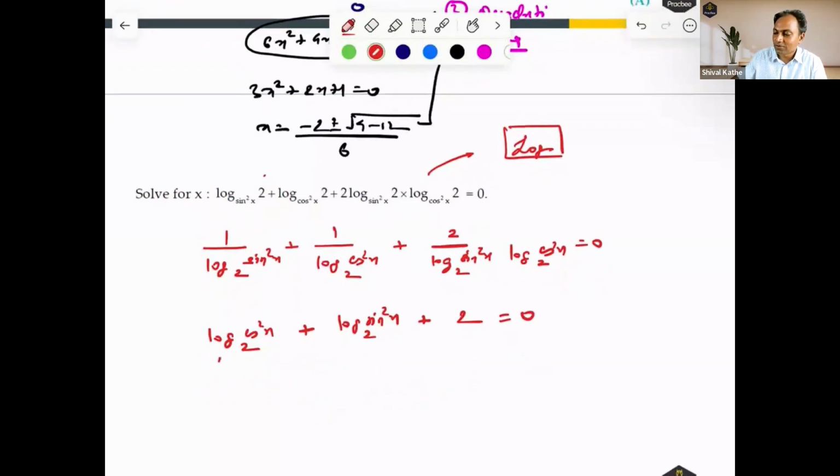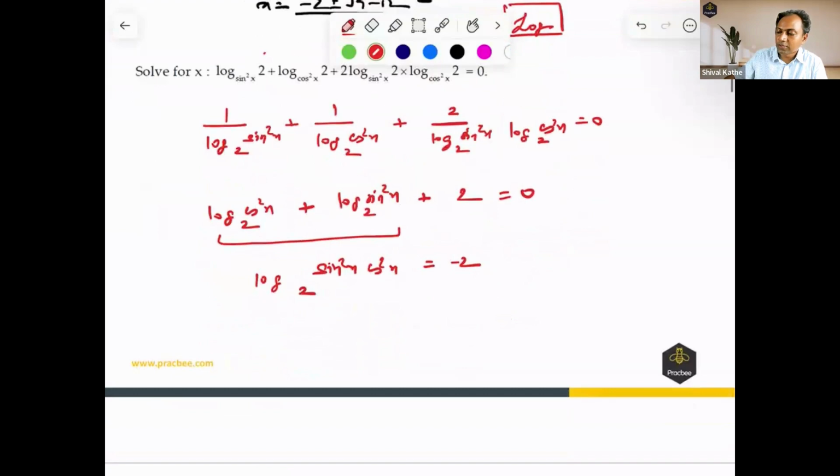Now what will you do? Now base is same. You can apply log m to the base n plus log of n to the base a. It can be written as log of mn. So this will become sine square x into cos square x. Now this becomes till here.